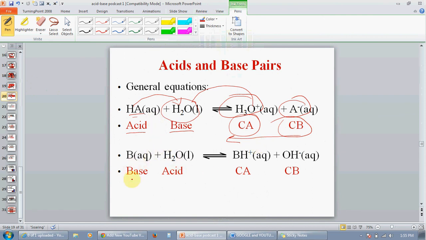For a base reaction, the water, being the acid, donates the proton, forming the conjugate acid and leaving from the water the conjugate base.